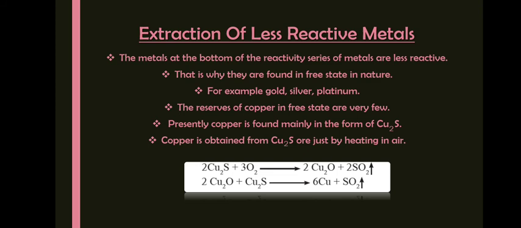Copper sulfide. Copper is obtained from Cu2S ore just by heating in air. So what we do is Cu2S plus oxygen will give you copper oxide along with SO2, which is a gas again which will be released, sulfur oxide. Followed? I hope these reactions are clear to everybody. Please make sure you learn all the reactions and the extraction process as well.